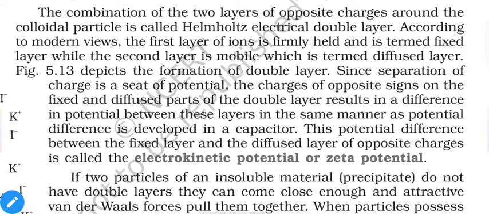According to modern views, the first layer of ion is firmly held and is termed the fixed layer, while the second layer is mobile, which is termed the diffused layer. Figure 5.13 depicts the formation of double layer. Since separation of the charge is a seat of potential, the charge of opposite signs on the fixed and diffused part of the double layer results in a difference in potential between these layers, in the same manner as potential difference is developed in capacitors.